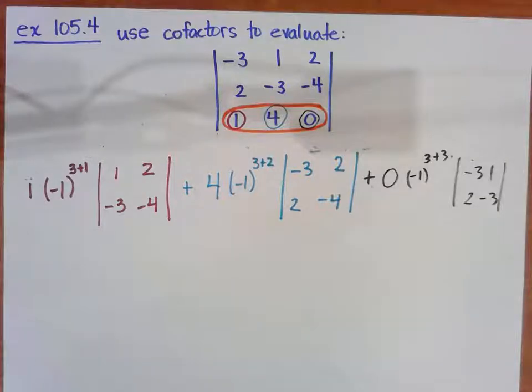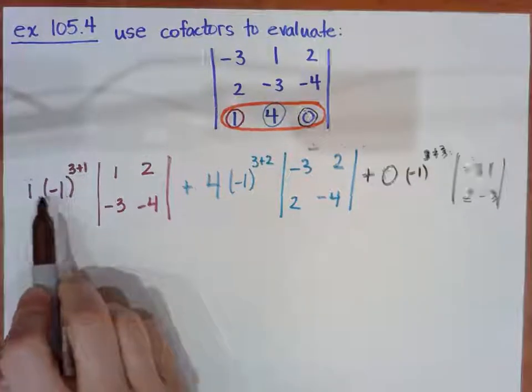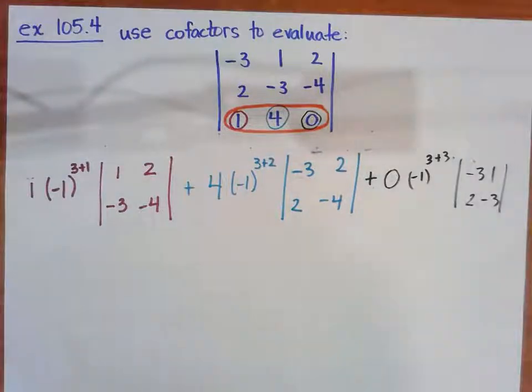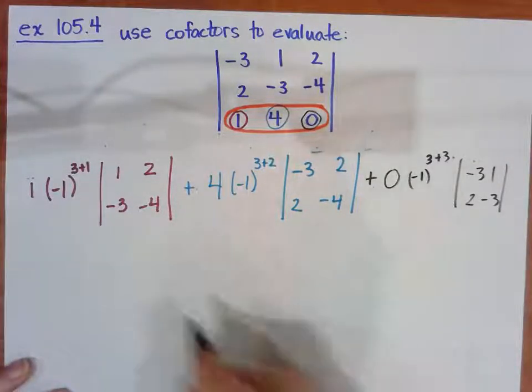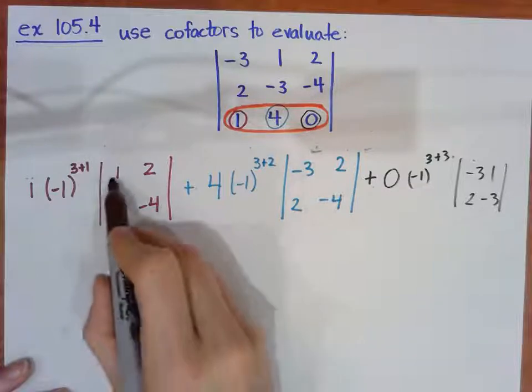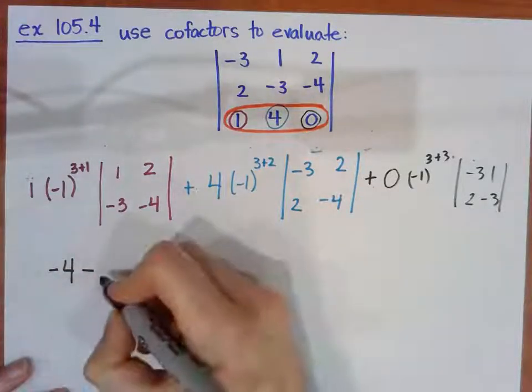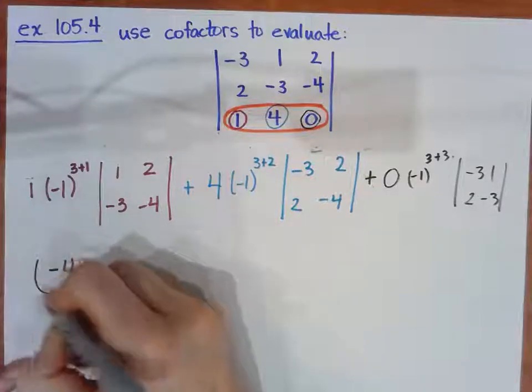Okay, so we have -1 to the 4th is +1. So we just have 1 times 1. We don't even really need to write that. All we need is the determinant. So that would be -4 minus -6.